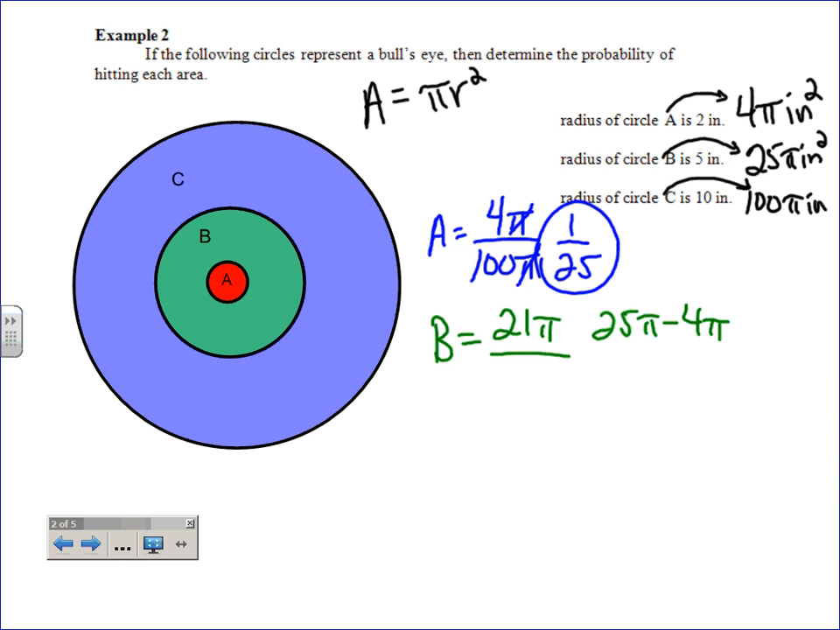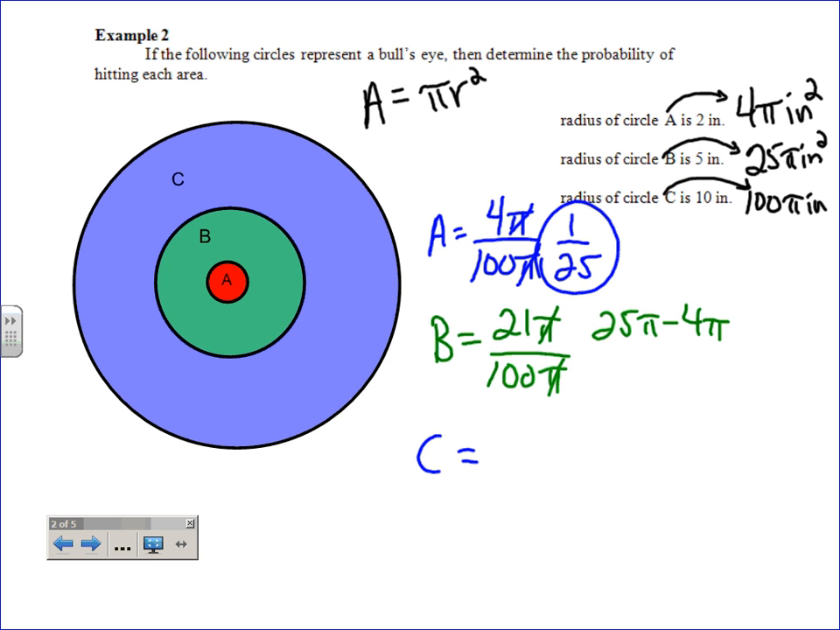And has the target changed size since we did the last one? Is the target still 100 pi? Yeah. And once again, you're noticing why I didn't even bother with those pi's. But I looked at it and said, wait a minute, if they're all going to have pi in the answer, why mess with that? Can we simplify 21 over 100? No. So is that more probable or less probable than hitting A? Much more probable.